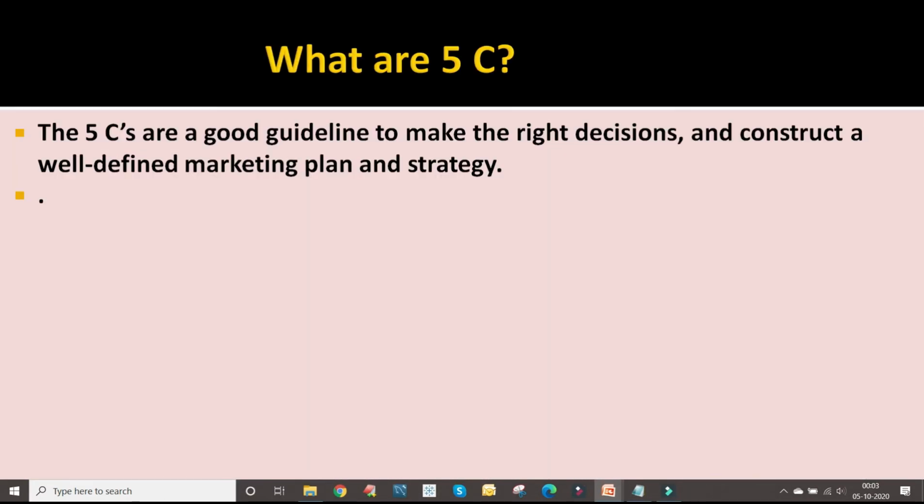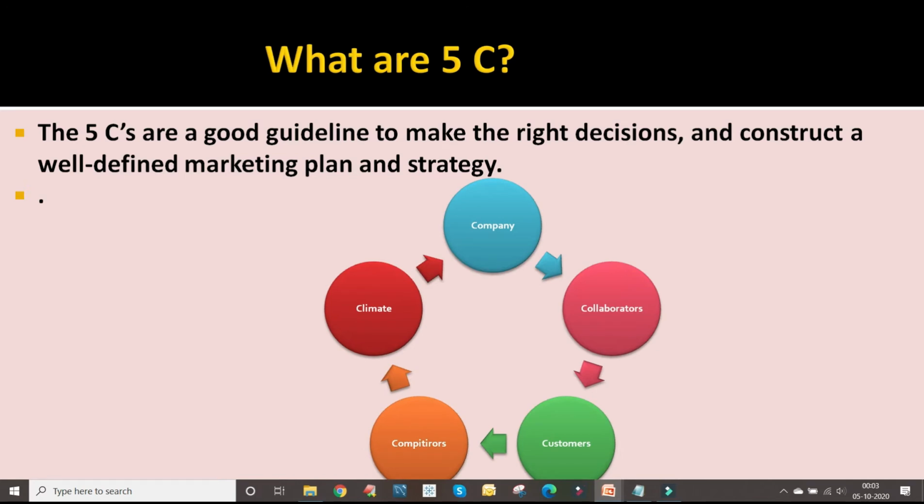Now let's talk about what the 5 C's are. These 5 C's are actually guidelines that will help us to make the right decision and help us to construct a well-defined marketing plan. So what are those 5 C's? Those are our company, our collaborators, our customers, our competitors, and the climate, the environment where exactly we are working.